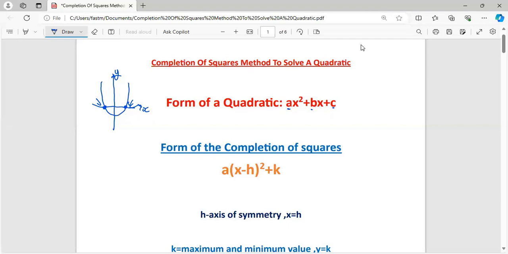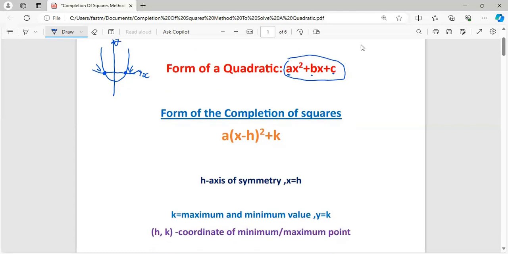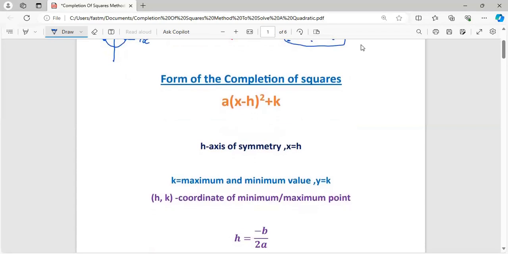So always remember, the form of a quadratic is ax squared plus bx plus c. That's one thing you need to remember before we start. Take some time and remember that. Alright, so let's start.